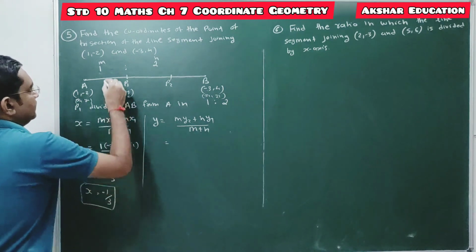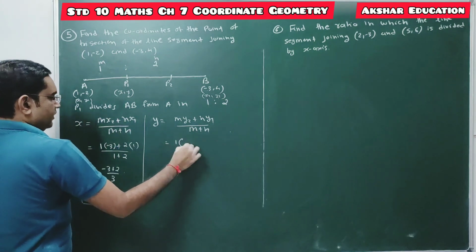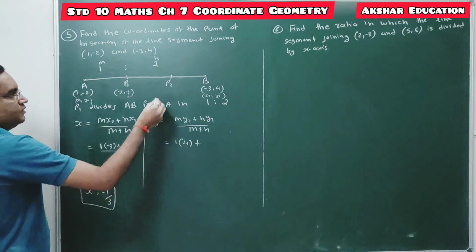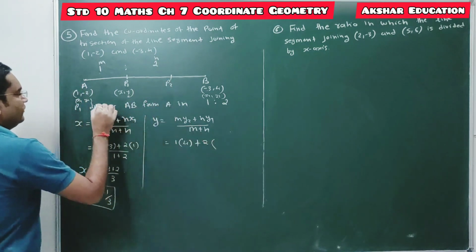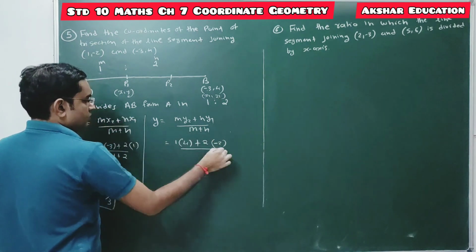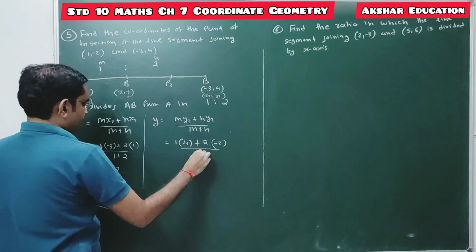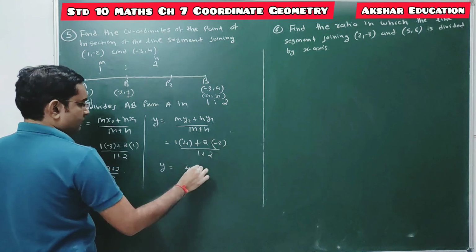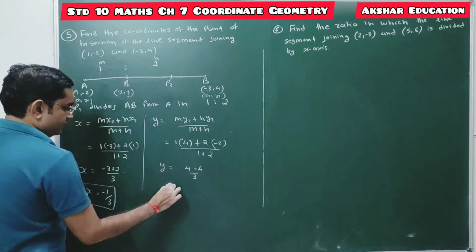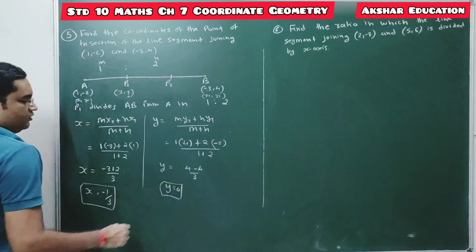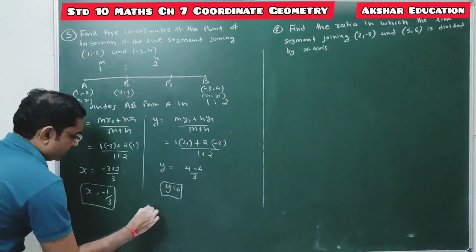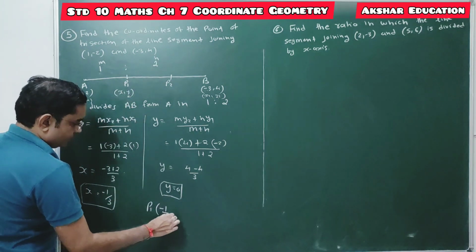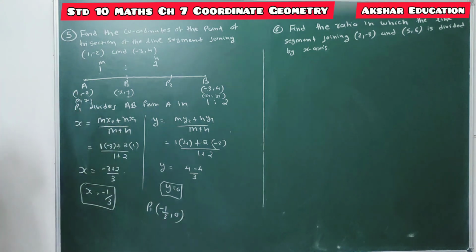M equal to m is 1, so it's a 1 into y2 is 4 plus n is 2, y1 is minus 2 upon m plus n, 1 plus 2 which is 3. So y equal to 4, 2 2s are minus 4 by 3, 0 by 3. So y equal to 0. So coordinates of intersection point P1 are x comma y. X is minus 1 by 3 and y is 0. Clear, students?